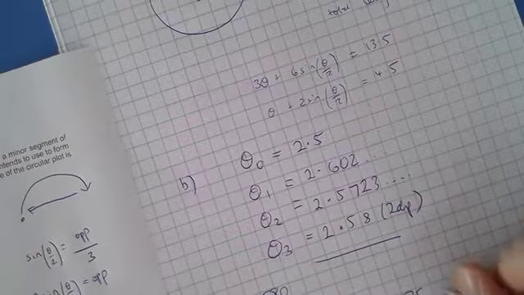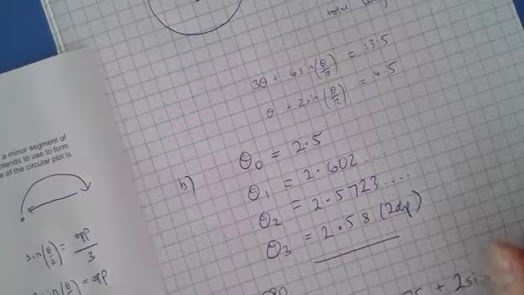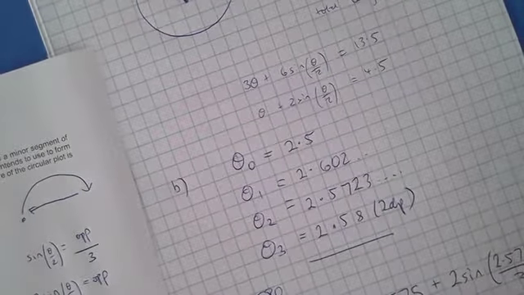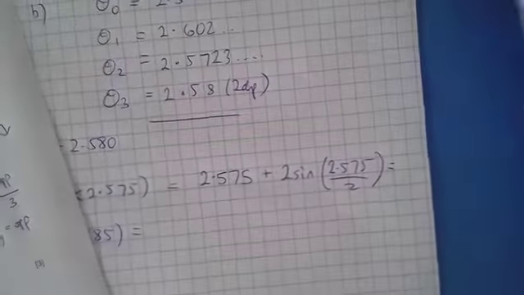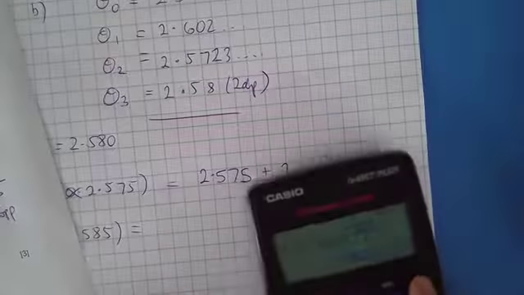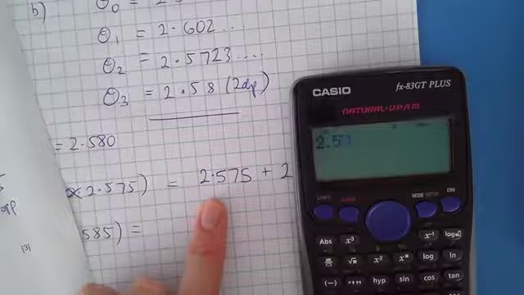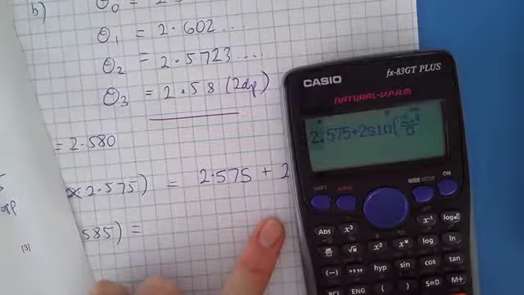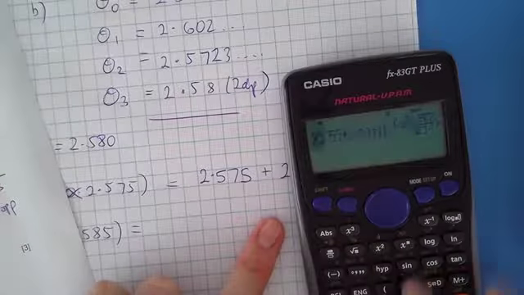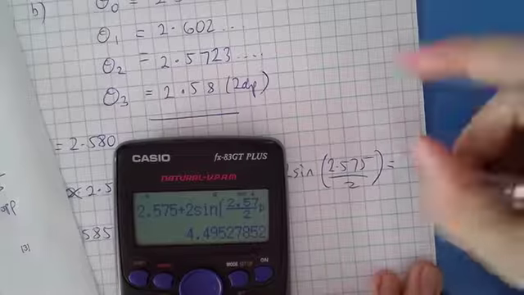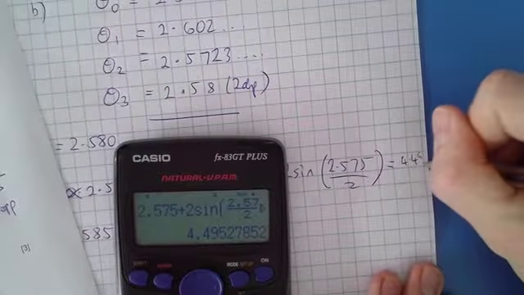So we're going to get 2.575 plus 2 sine, and then it's 2.575 over 2. And one of these answers should be above 4.5, and one should be below 4.5 from there. So 2.575 plus 2 sine, and then 2.575 over 2 equals, excellent, 4.49, so that's the one under, so 4.49 and so on.